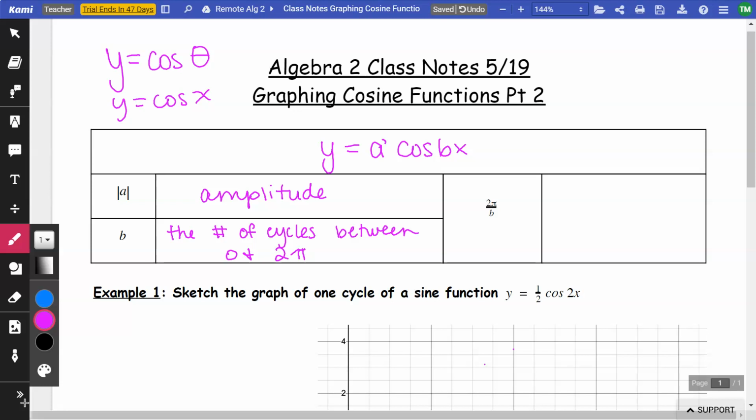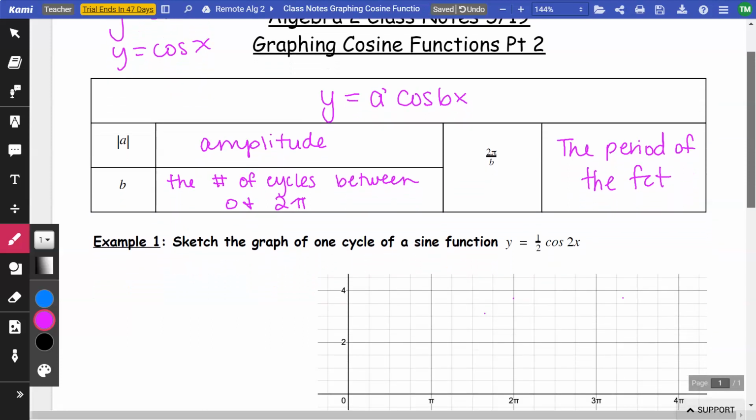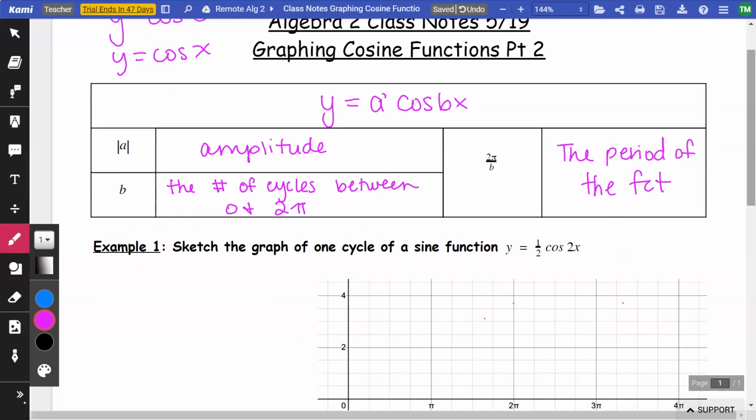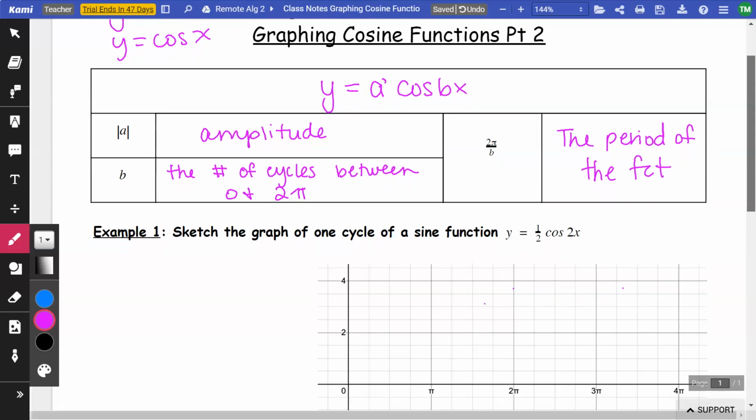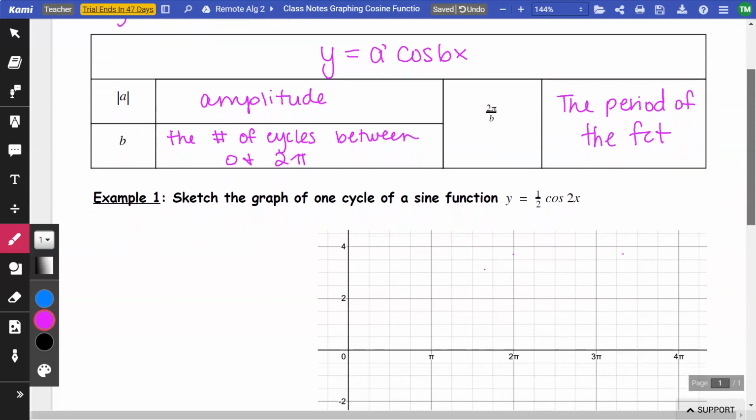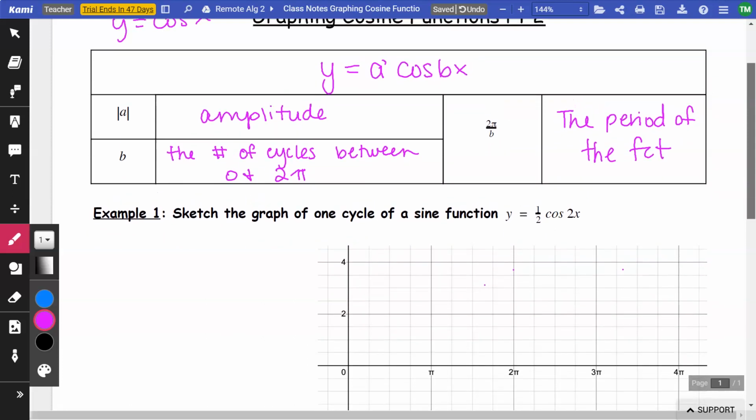And then 2 pi over b is just the algebraic way of finding the period of the function. So 2 pi over b is the period of the function. And I just misspelled period. The period of the function. There we go. Okay. So a lot of things are similar in the way our equation is set up for how we're going to graph these cosine functions, which is handy. It's similar to our sine functions.